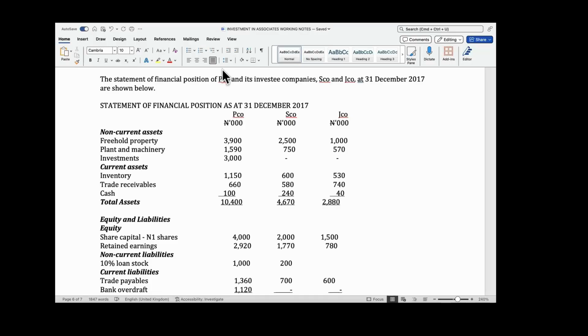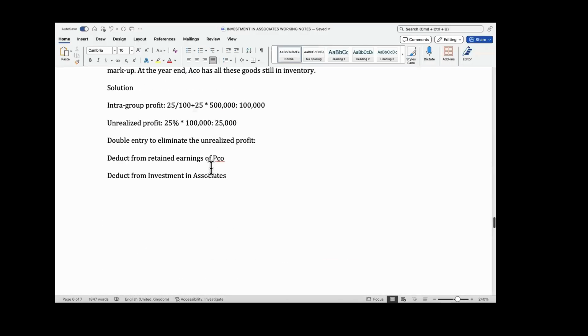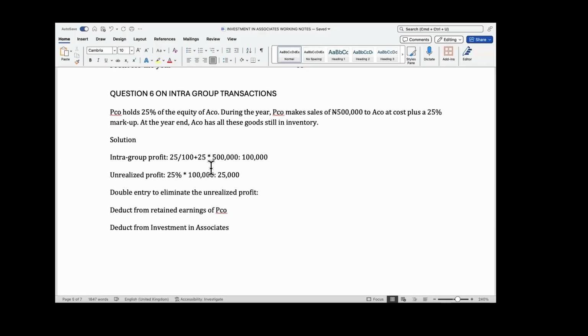To be sincere, that intra-group transaction part still gets me off balance. Usually I used to do everything on inventory, and now I have to learn that it's no longer inventory, it's now investment in associate. So please, can you explain it very well again, in a way that I can understand?